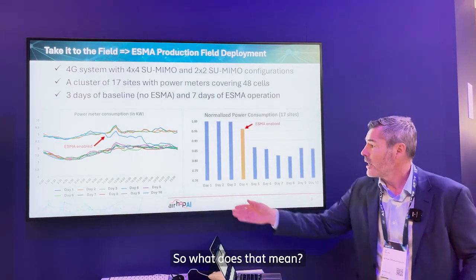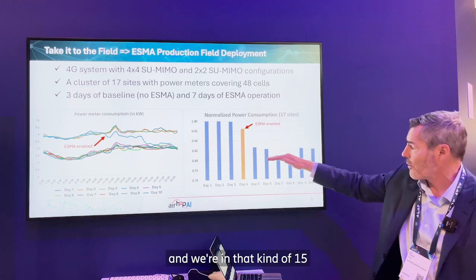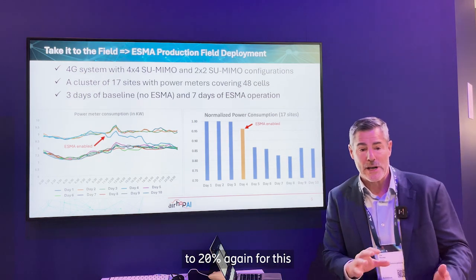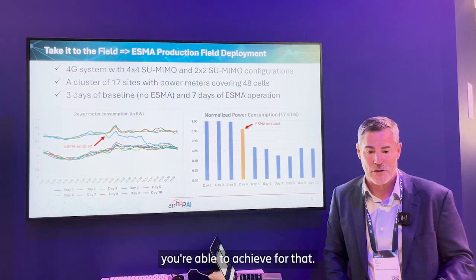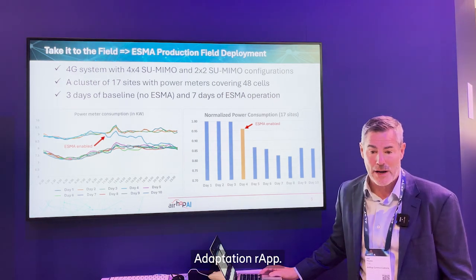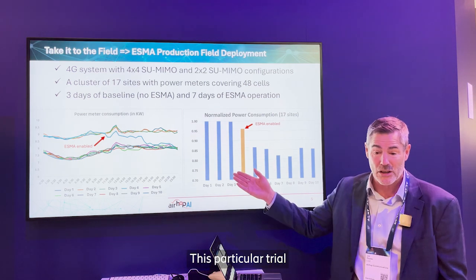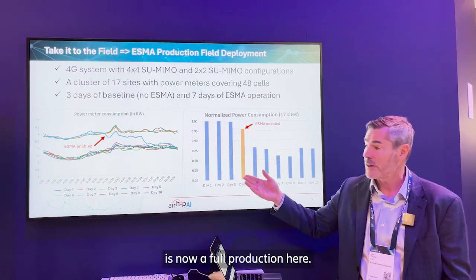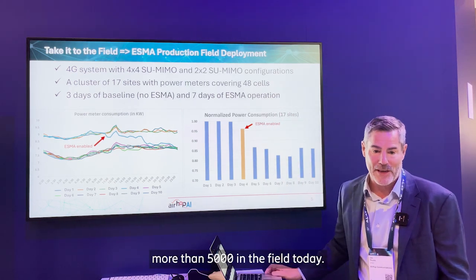So what does that mean? Kind of a nominal power consumption, but as soon as we turn it on, it comes down, and we're in that kind of 15 to 20%. Again, for this 4G system, that's the amount of power savings you're able to achieve. So this is our energy savings for MIMO adaptation rApp. Kind of a good view of how this is doing. This particular trial is now full production. Here we're supporting about 48. We're now supporting more than 5,000 in the field today.